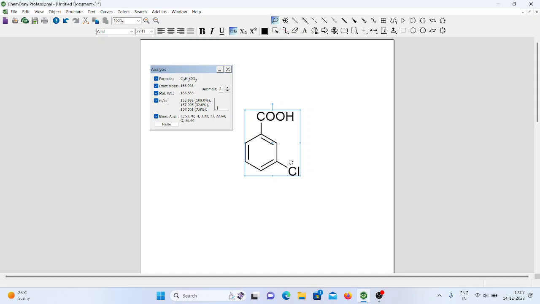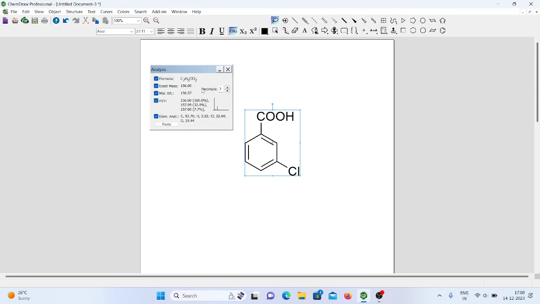So let's see. The first one is, this structure is having the molecular formula C7H5ClO2. So what is the molecular weight? 156.565. Here you can change the decimals also. Here three decimals are there. If you want to reduce it, you can reduce. Okay. So in this way, you can get the decimals also. So by using this one, we are getting molecular formula.